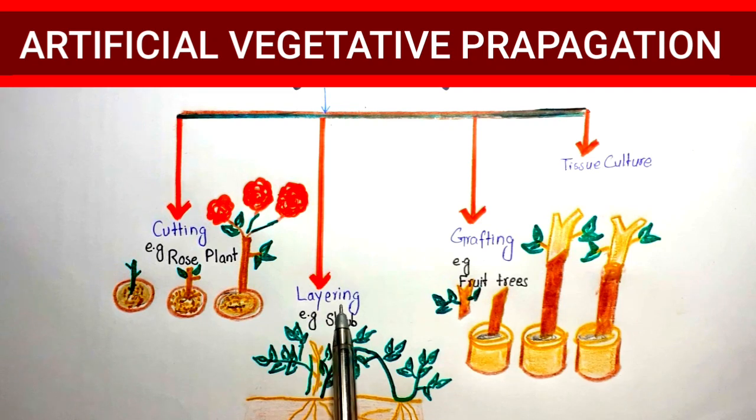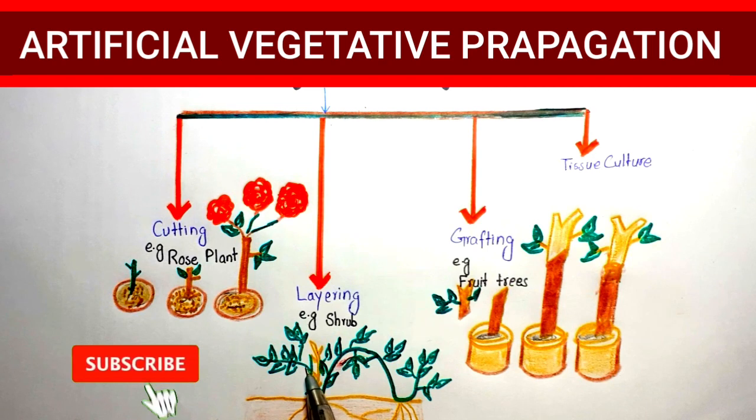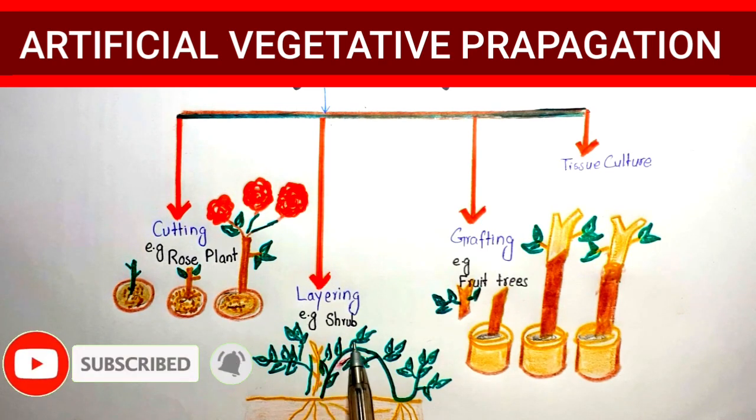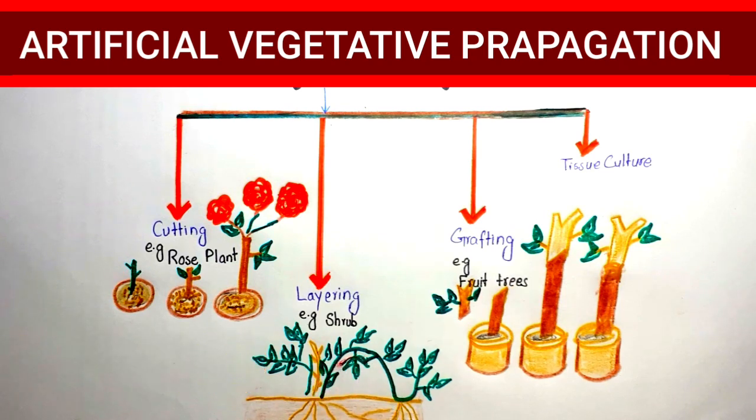The next method is layering, and the examples are shrubs. Shrubs are small plants that grow near the ground, and the most significant characteristics of shrubs are that they are small in height and have thorns on them. The rose plant is also a type of shrub. There are many other small shrubs, and in layering, when a branch of a shrub touches the ground, as you can see in this diagram, it produces roots and forms a new plant.